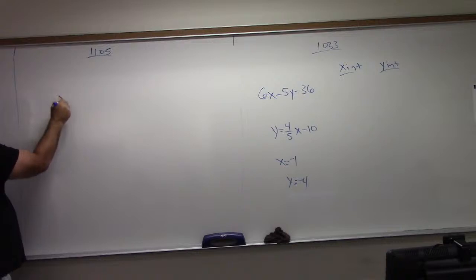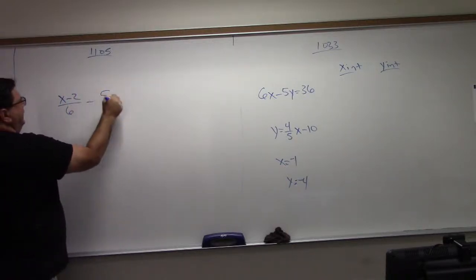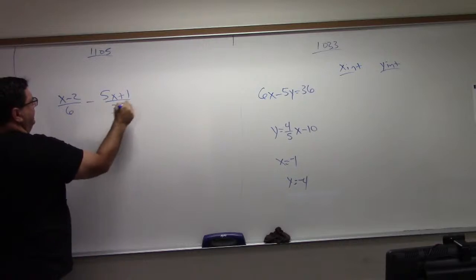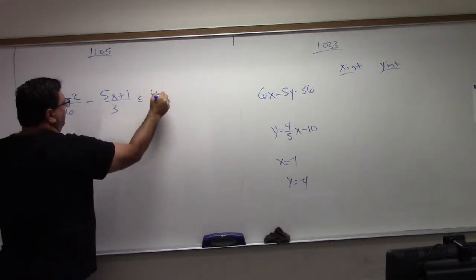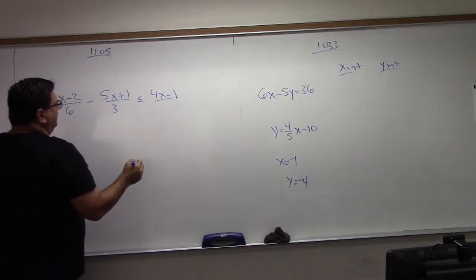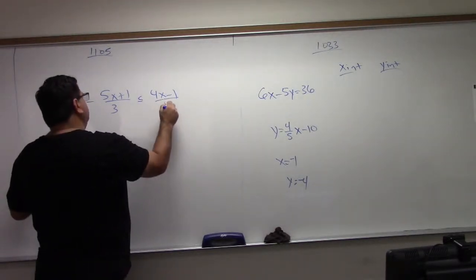All right, so let's go: x minus 2 over 6 minus 5x plus 1 over 3 less than or equal to 4x minus 1 over 12.